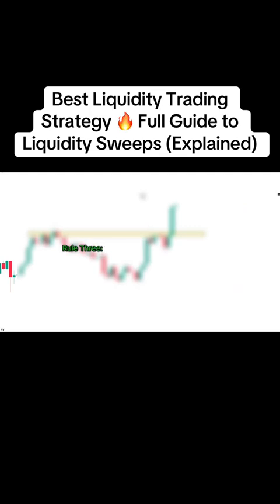Rule 3. Check for fair value gap, FVG. This is part of smart money concepts. A fair value gap is an imbalance created when a big candle leaves a gap, compared to the candle before and after it. If a breakout happens with a clear FVG, chances are it's genuine. If there's no gap, it might be fake.